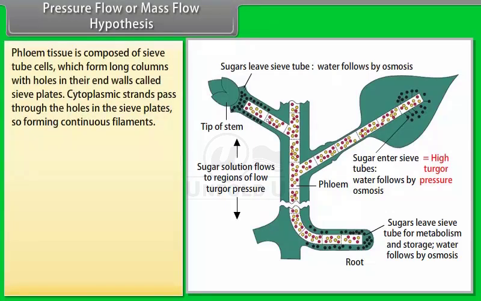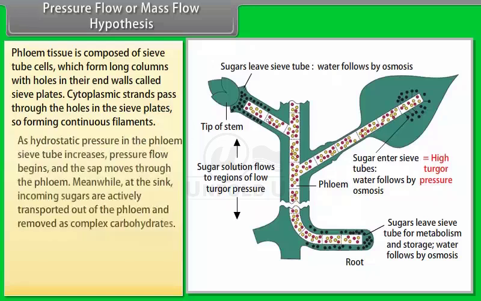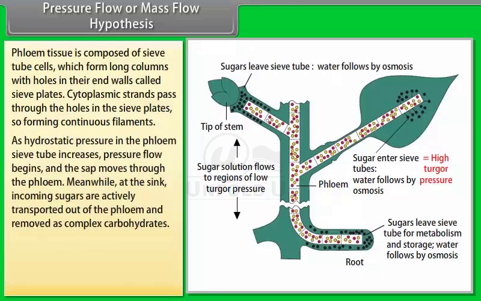Phloem tissue is composed of sieve tube cells which form long columns with holes in their end walls called sieve plates. Cytoplasmic strands pass through the holes in the sieve plates, so forming continuous filaments. As hydrostatic pressure in the phloem sieve tube increases, pressure flow begins, and the sap moves through the phloem.